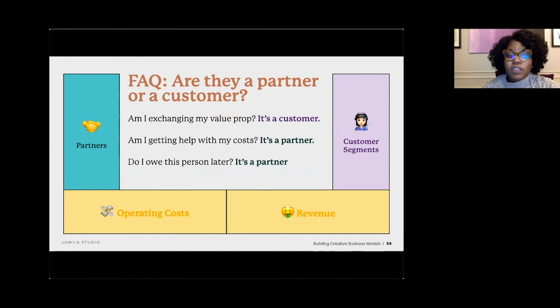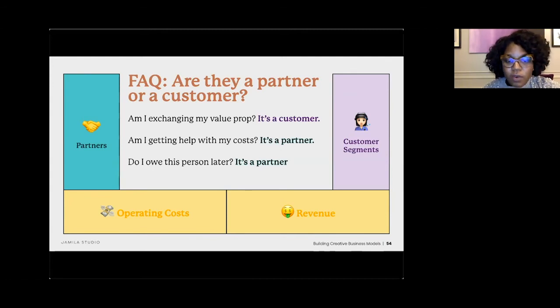So when you're thinking, is this person a partner or a customer? You ask yourself, am I exchanging my value proposition? If I have a streetwear brand and I'm giving this person a t-shirt and they're giving me money, then they're a customer for me. Or is this person helping me with my costs? If this person is giving me a donation, they've become a partner for me. I'm not exchanging my value proposition. I'm not giving them any goods because of some goodwill or because they want to get paid back. They've invested in me and they are a partner.